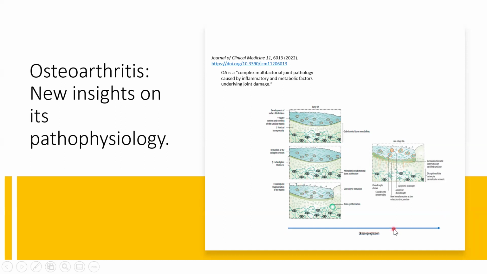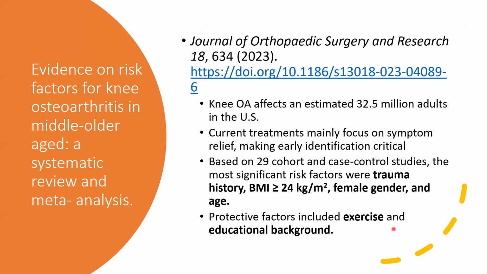This makes it really important to be able to identify osteoarthritis early. So who's at risk for this? This comes from an article published in the Journal of Orthopedic Surgery and Research in 2023. It's a systematic review. They looked at 29 cohort and case control studies to try to identify the most common risk factors associated with developing knee osteoarthritis. About 32.5 million adults are estimated to be affected by this condition in the United States.